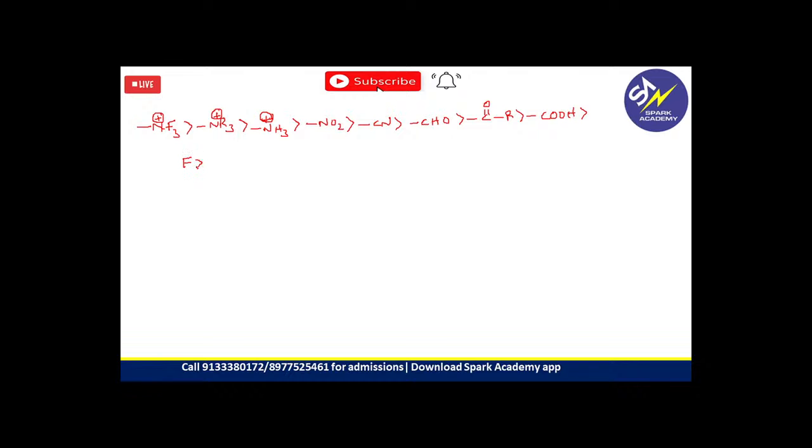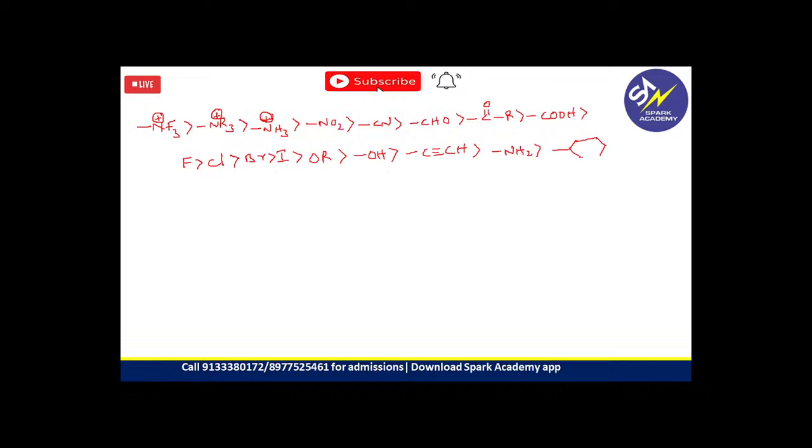This is the most important order. By knowing this order, we can predict the minus I power. Fluorine greater than bromine, greater than iodine, greater than OR, greater than OH group, greater than alkyne group, C triple bond CH, greater than NH2 group, greater than phenyl.